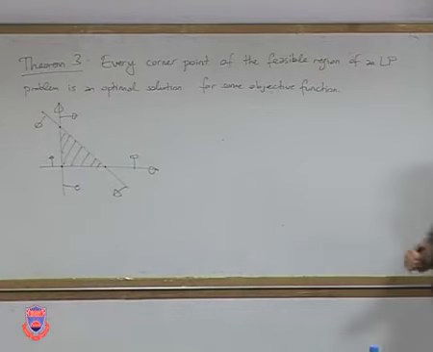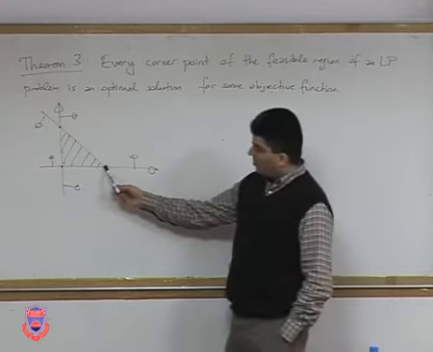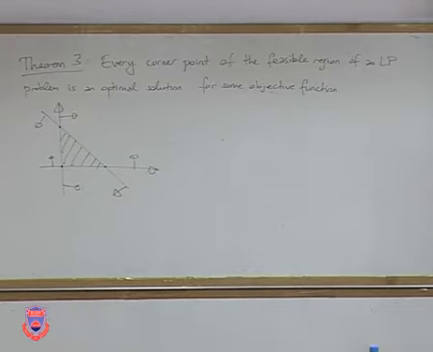Now, if I look at the statement, what it says is the following. For each of these 3 corner points, I can find an objective function such that that corner point is an optimal solution for that objective function. What does that mean? For instance, can somebody give me an example of an objective function for which this is an optimal solution?